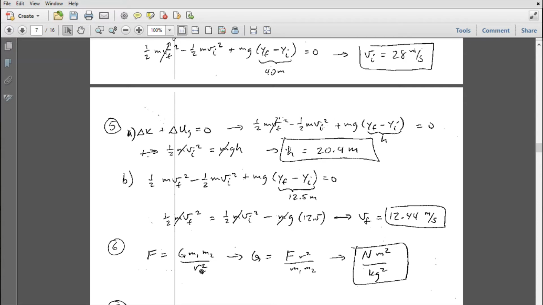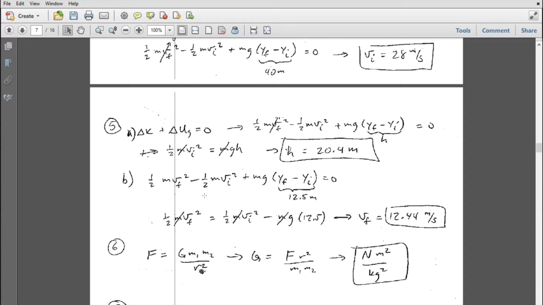v initial we know from the statement of the problem, and what we want to know is y final minus y initial. So this is the change in gravitational potential energy. We'll just call y final minus y initial h. Let's solve for h, and when we do that, the mass cancels out, and we get h is 20.4 meters.